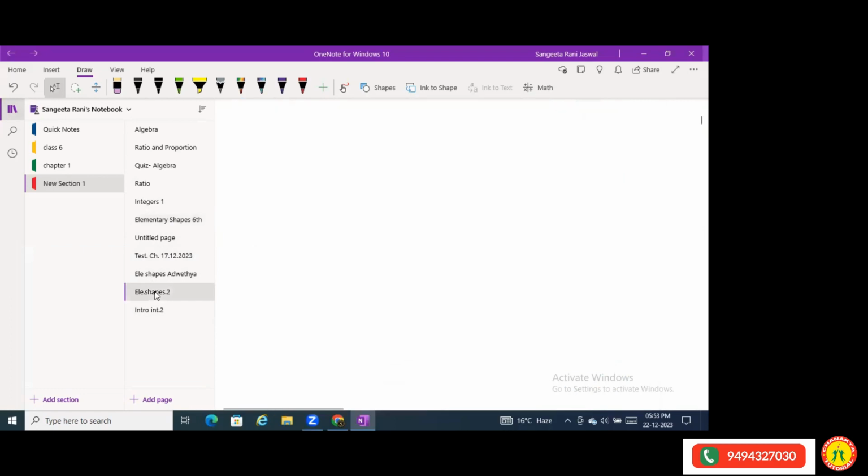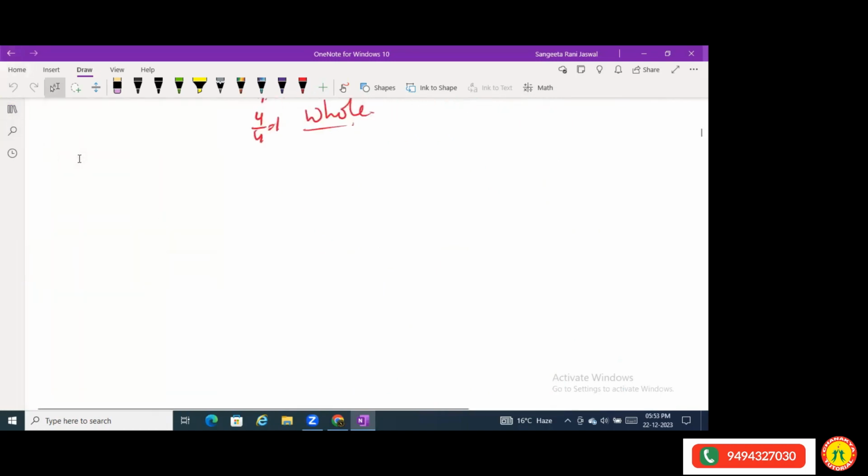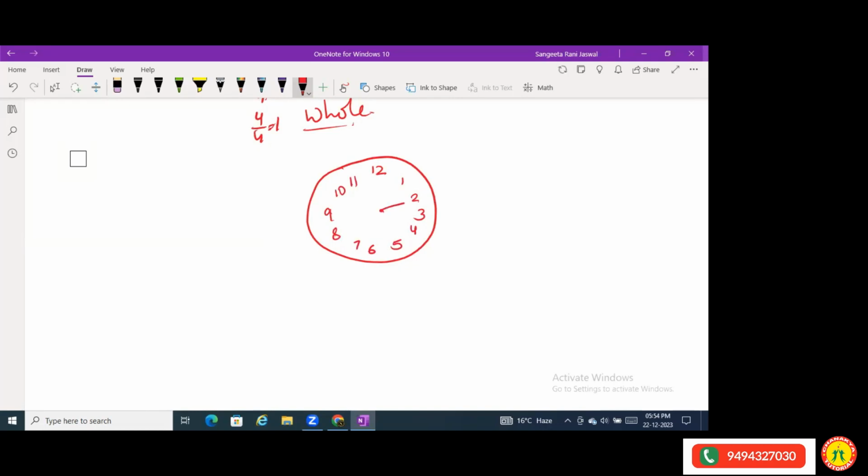Okay, your page, let me just take out your page. Now the question. Now suppose this is a clock. Now the question is asking the fraction of a clockwise revolution. What fraction of a clockwise revolution does the hour hand of the clock turn through when it goes from 2 to 8? Now it's saying the hour hand of my clock is here, and when it reaches 8, what fraction has it covered?